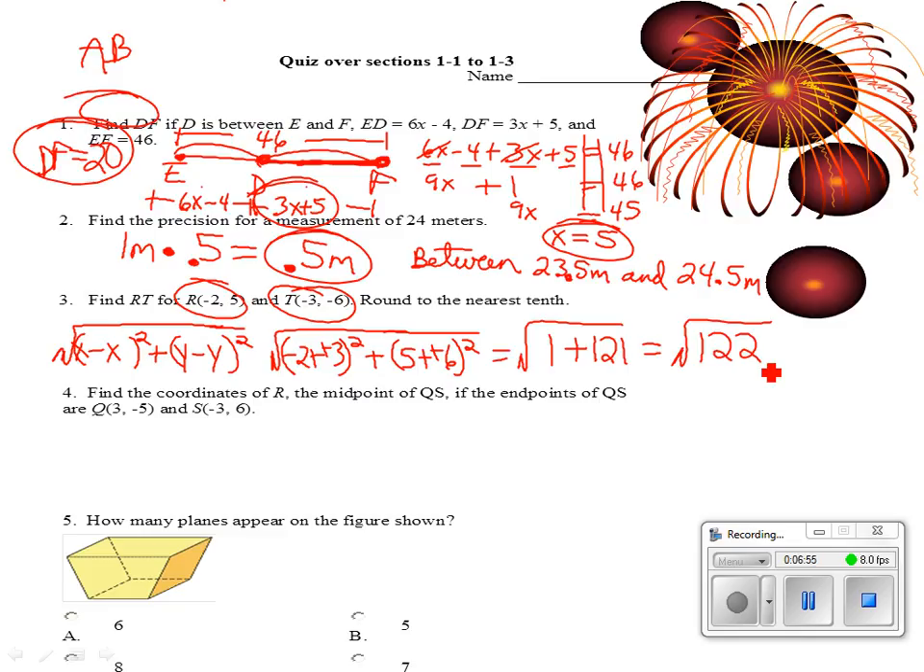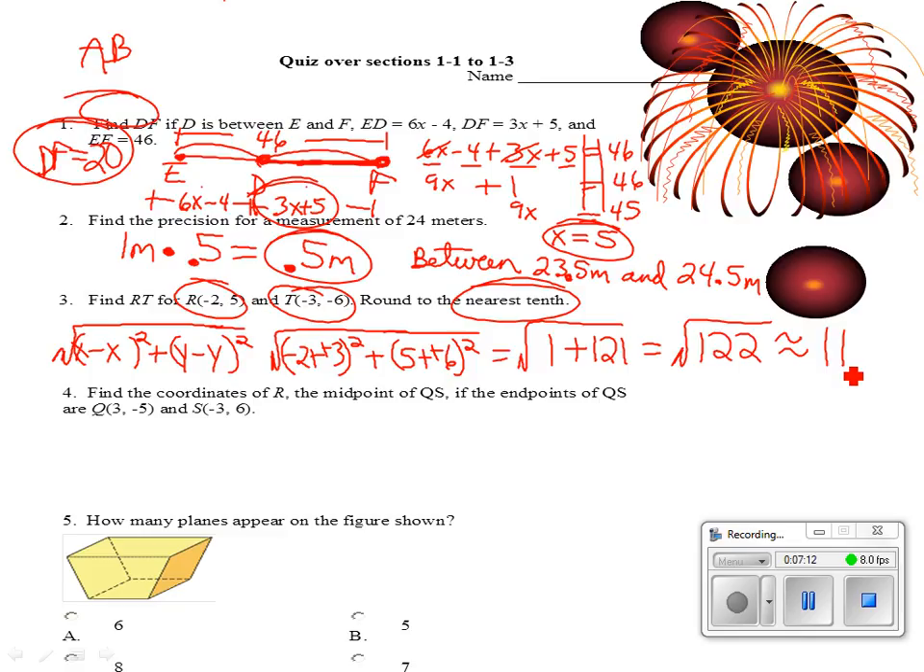So what's it say? 11, because they want us to go to the nearest 10. So that means we got to round it off. Say, what is it again? 11.04536. So 11.0. Now a lot of people just wrote down 11 because it's 11.0.